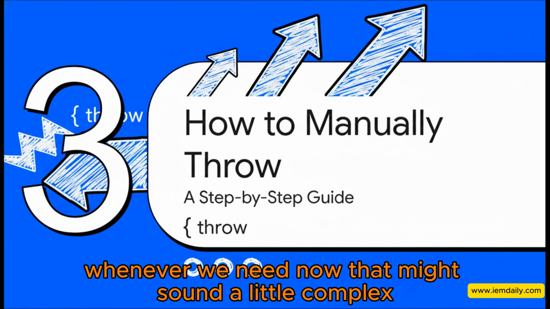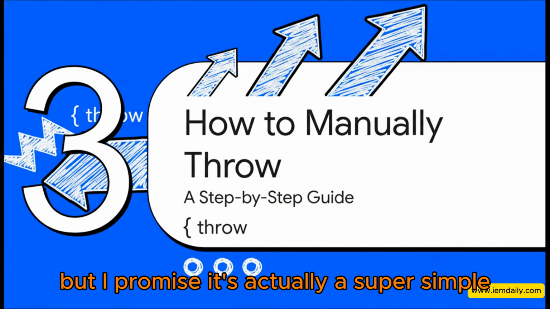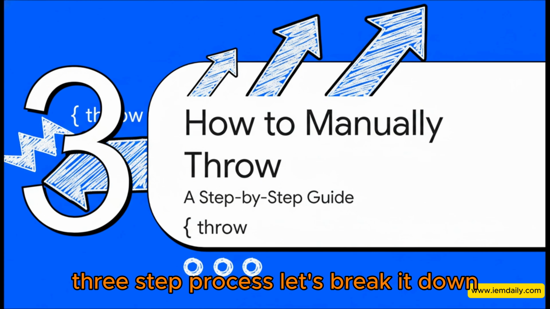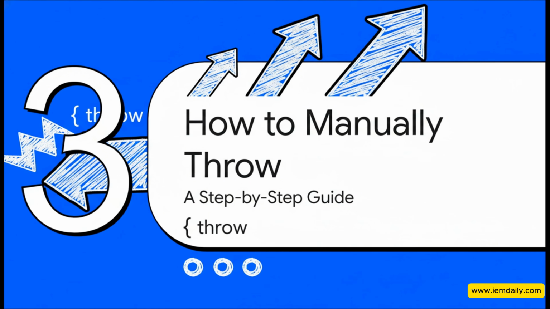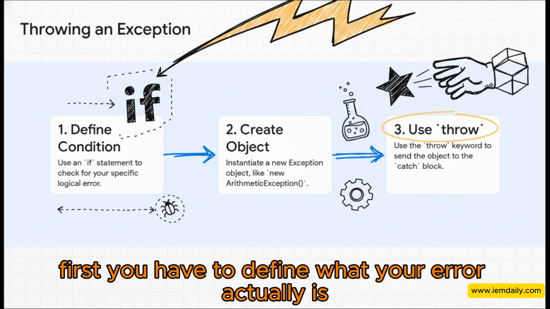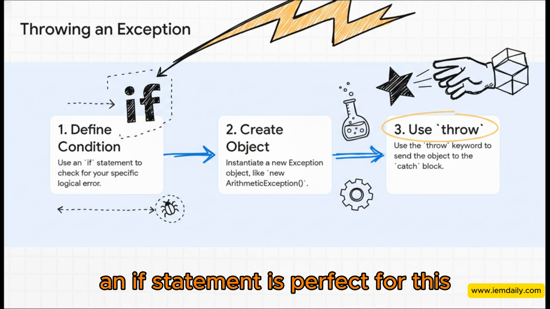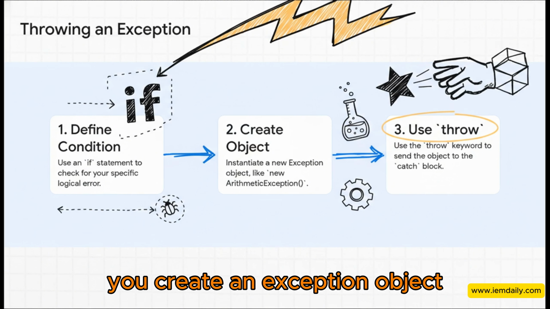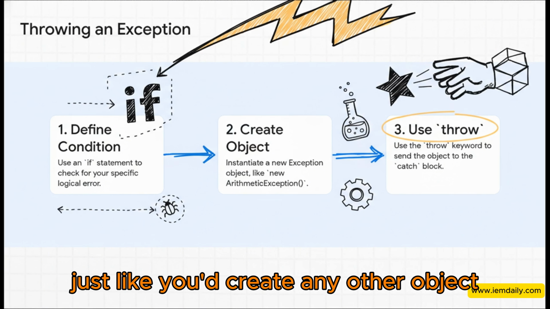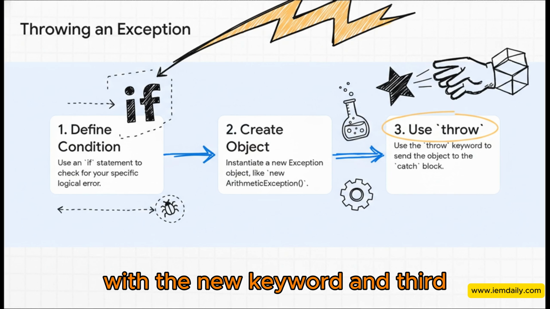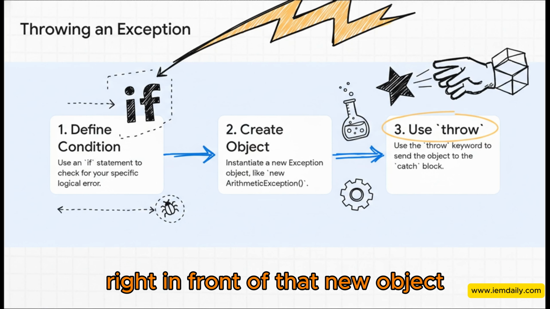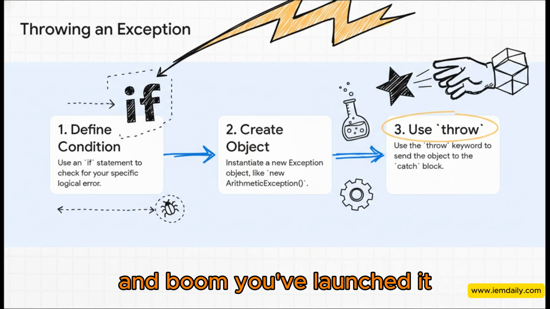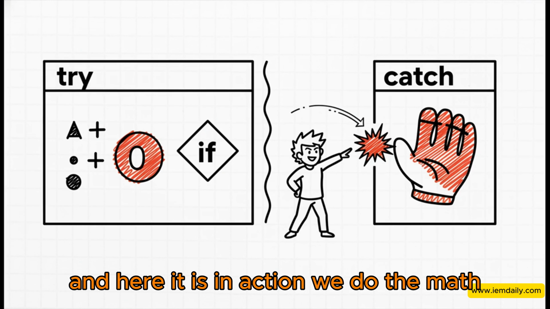Now, that might sound a little complex, but I promise, it's actually a super simple three-step process. Let's break it down. First, you have to define what your error actually is. An if statement is perfect for this. Second, once you're inside that if block, you create an exception object, just like you'd create any other object with the new keyword. And third, you put the throw keyword right in front of that new object, and boom, you've launched it. And here it is in action.